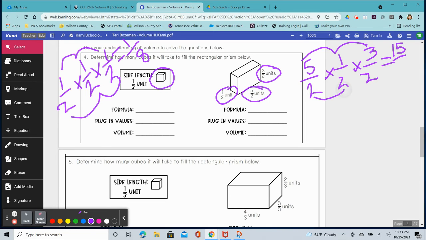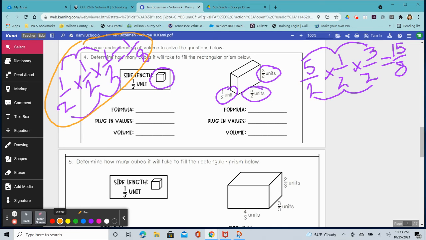Then we have 2 times 2 is 4. Times 2 is 8. So we have 15/8. And I would not change that yet. I would first figure out how many it's going to take to fill up the box first.